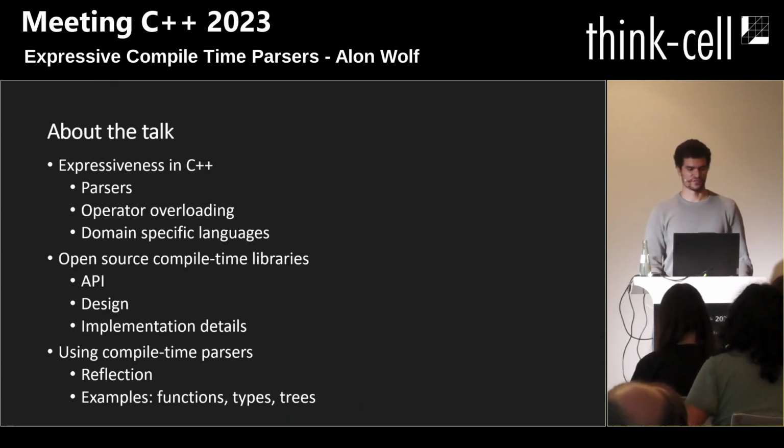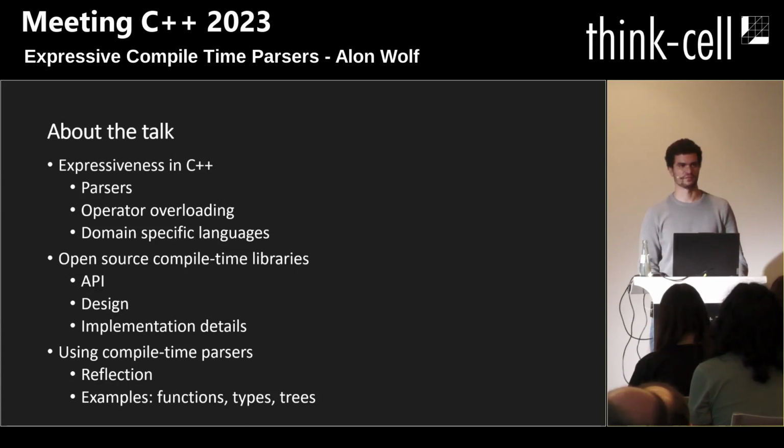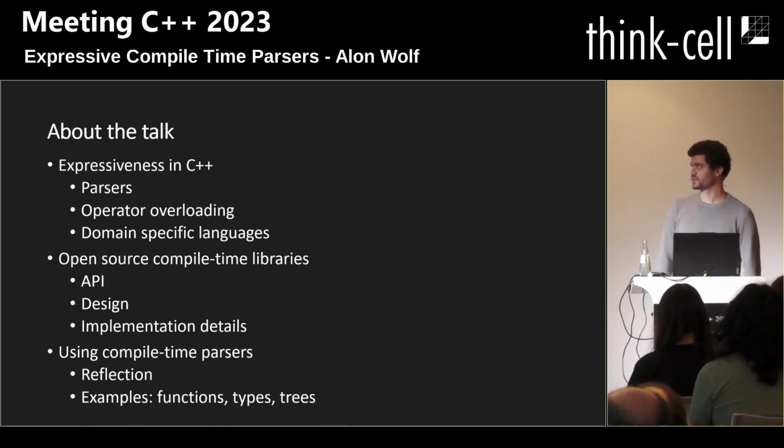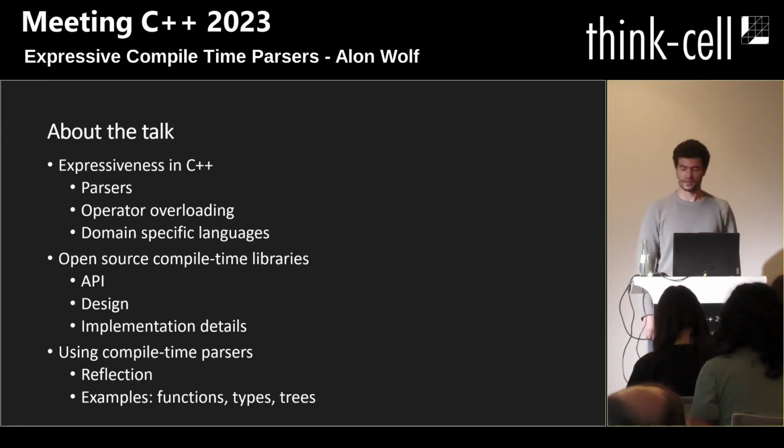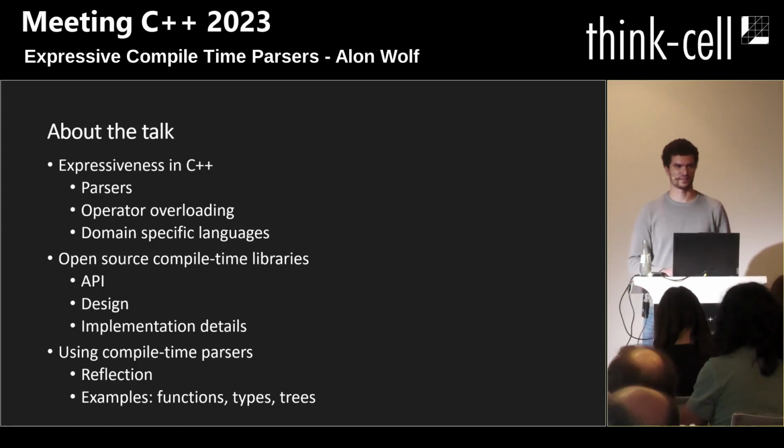About the structure of this talk. First, we are going to cover expressiveness in C++ and how we can write more expressive code. Then we are going to take a look at open source compile-time libraries. For each library, we will look at its API, design, and some implementation details. Finally, we will see how we can use compile-time parsers to implement reflection features and show how we can use them to implement some examples, such as creating functions, types, and tree data structures.